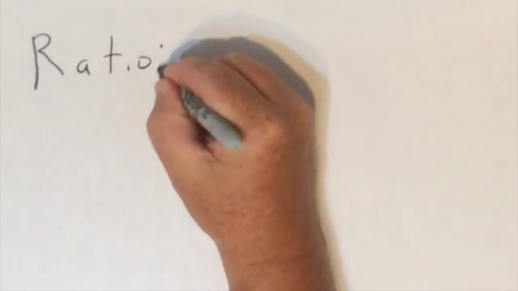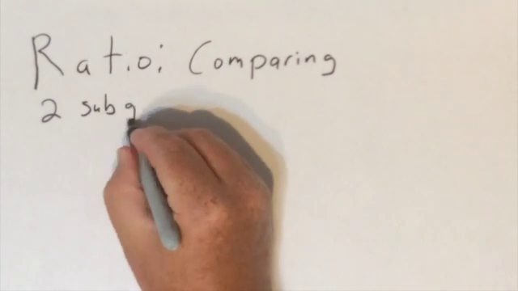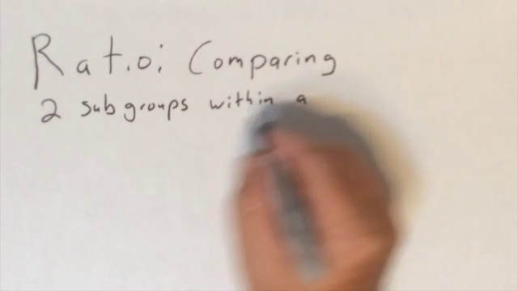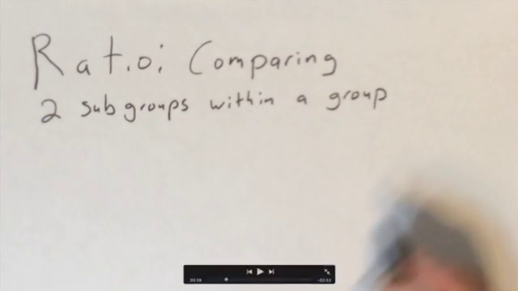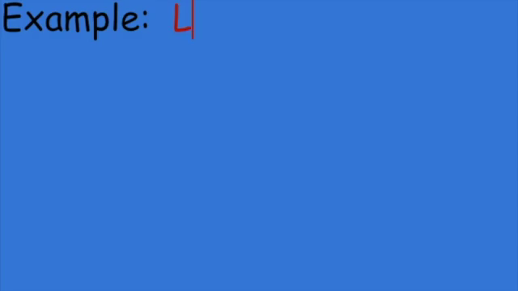Alright, let's look at these ratios. Basically, a ratio is comparing two subgroups within a larger group. That's it. That's all it is. For example, let's look at an example.